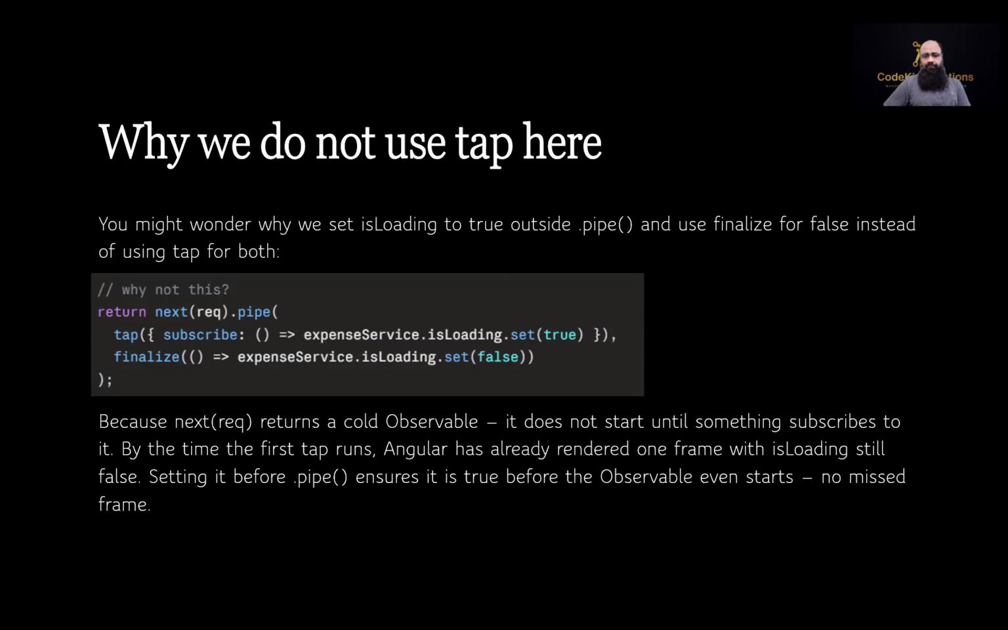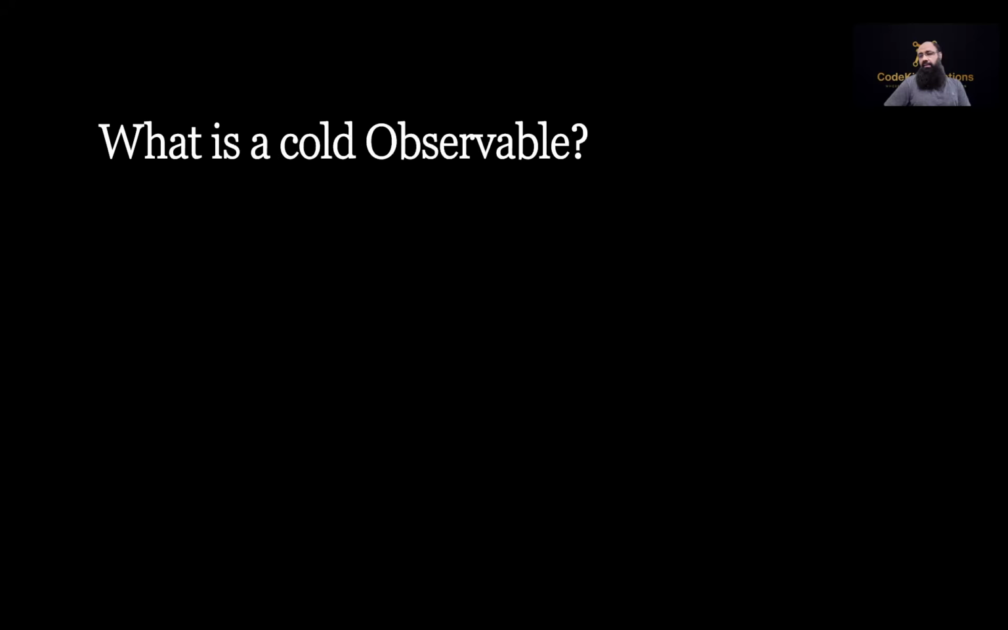The reason is that next request itself returns a cold observable. We will be discussing what a cold observable is shortly. It doesn't start until something subscribes to it. By the time the first tap runs, Angular has already rendered one frame, so it seems like it's lagging behind, because that frame rendered with is loading still false, when in the actual case it should be true. Setting it before the pipe ensures it is true before the observable even starts. So there's no missed frame, and it doesn't give the feeling that something has lagged behind.